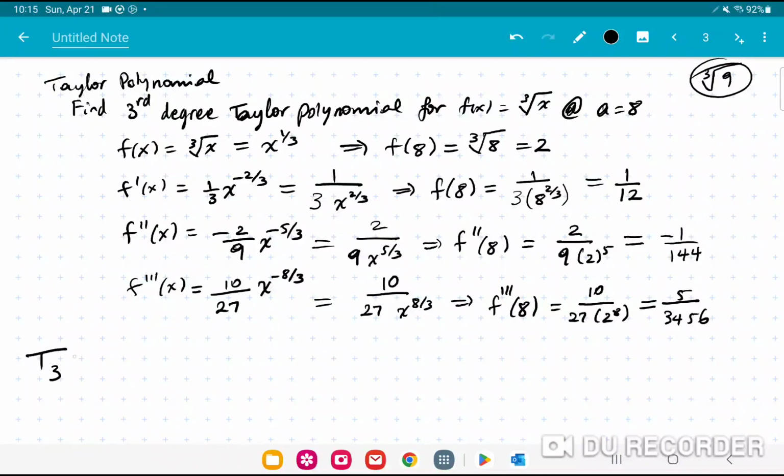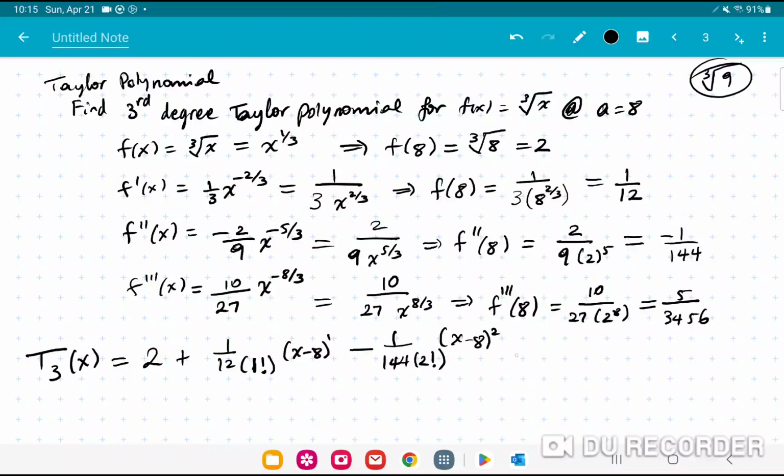So the third degree Taylor polynomial is f of a, which is 2, plus 1/12 over 1 factorial, times x minus 8 to the 1, plus minus 1/144 times 2 factorial times x minus 8 squared, plus 5 over 3456 times 3 factorial x minus 8 to the 3rd power. That's the Taylor polynomial, third degree Taylor polynomial.